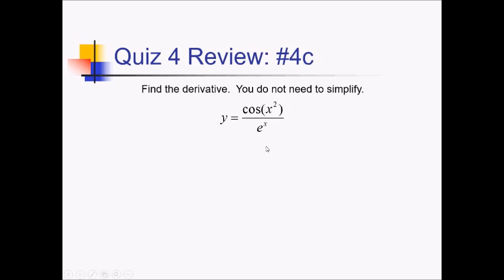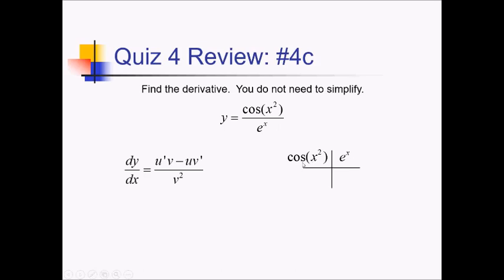On this problem, I'm going to use the quotient rule because I'm taking the derivative of a quotient. So u prime v minus u v prime over v squared. Box and ribbon time. I've got my numerator, cosine of x squared. That's going to require a chain rule. Denominator is e to the x. That's going to be significantly easier to deal with.